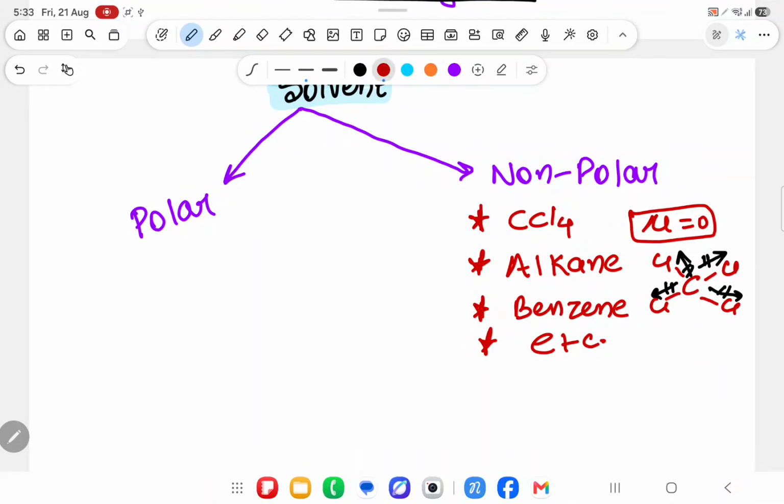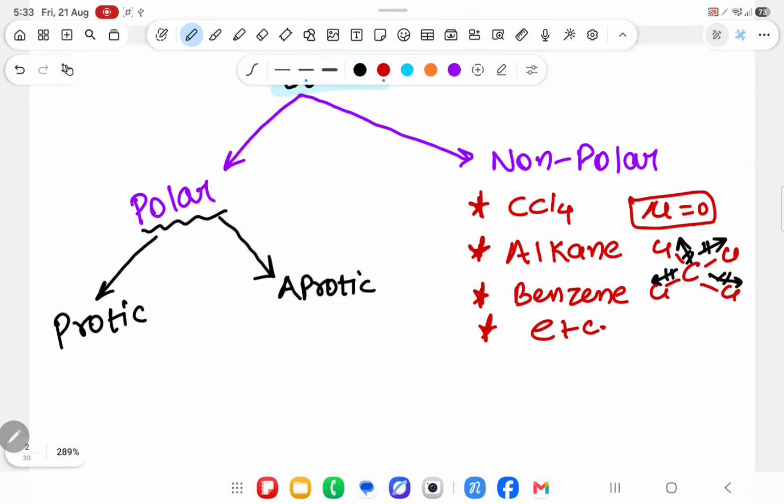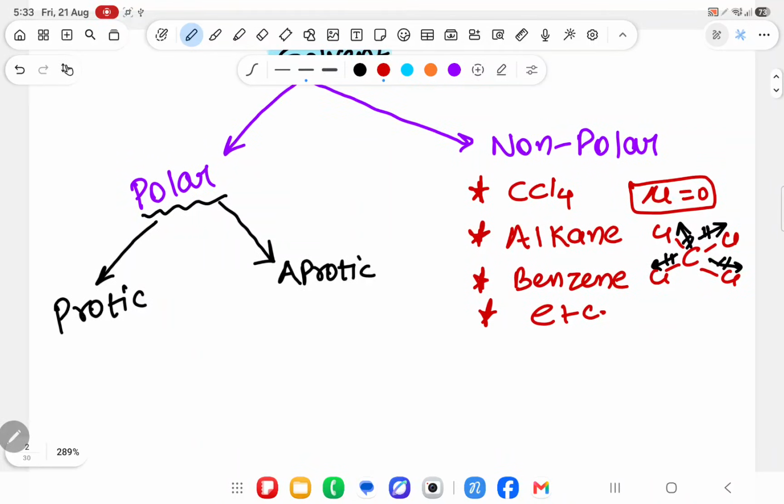Now, polar solvents are of two types. Either the polar solvent will be protic or the polar solvent will be aprotic. What is a polar protic solvent and what is a polar aprotic solvent? Protic means what? Proton.